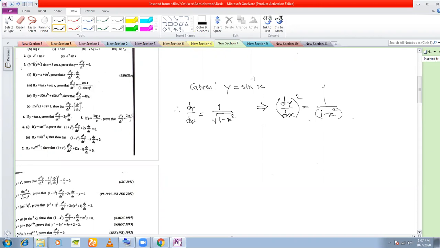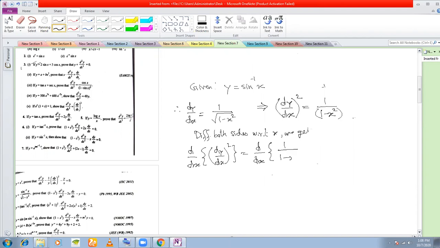Okay. Now we differentiate this both sides with respect to x. So differentiating both sides with respect to x, what do we get? See here, I will get d/dx of (dy/dx) whole square is equal to d/dx of 1 by 1 minus x square, right?